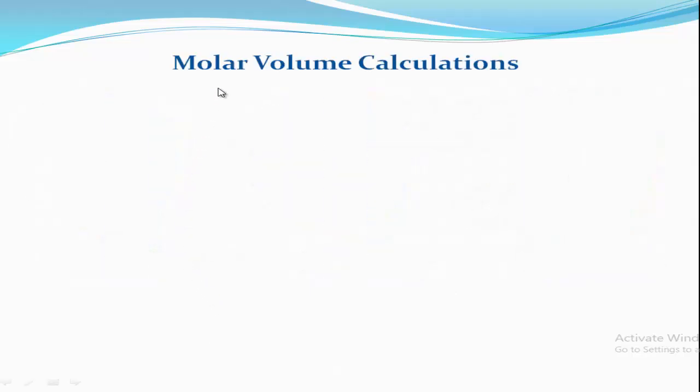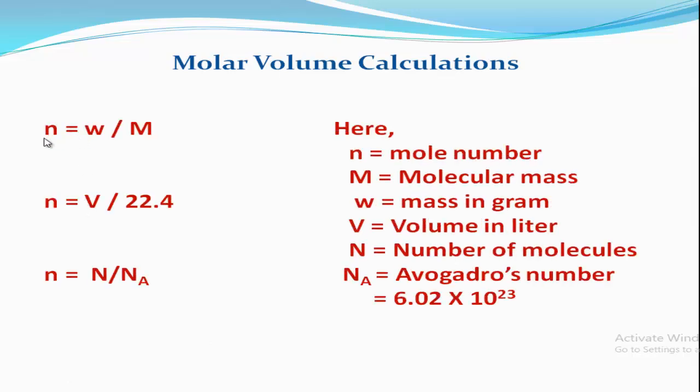Now I will discuss molar volume calculations. To calculate different problems based on molar volume, we will use some formulas. There, n equals W by M, where n equals mole number, W equals mass in gram, and capital M equals molecular mass. Also we can use n equals V by 22.4. Here V is the volume of gas in liter, and 22.4 is the molar volume.